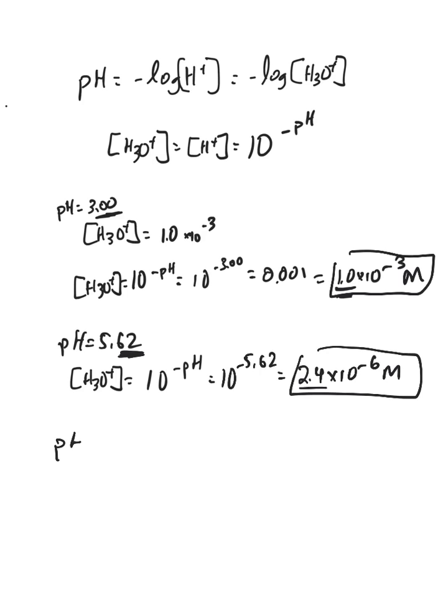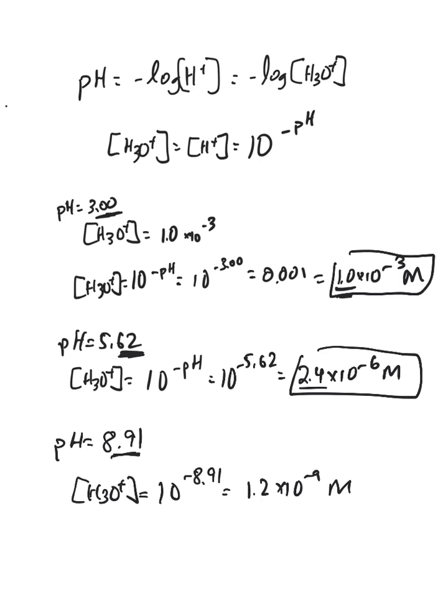And the third and last example I want to do is if we have a pH of 8.91. So the hydronium ion concentration is equal to 10 to the minus 8.91. And that would give me an answer of 1.2 times 10 to the minus 9. And so this was a solution that was alkaline or basic. It's got a pH greater than 7. And so you've got a very low hydronium ion concentration of 1.2 times 10 to the minus 9.